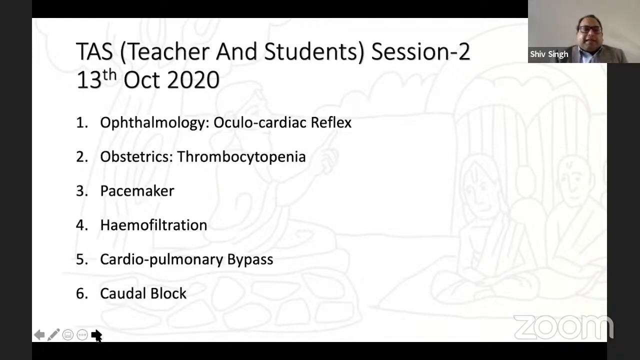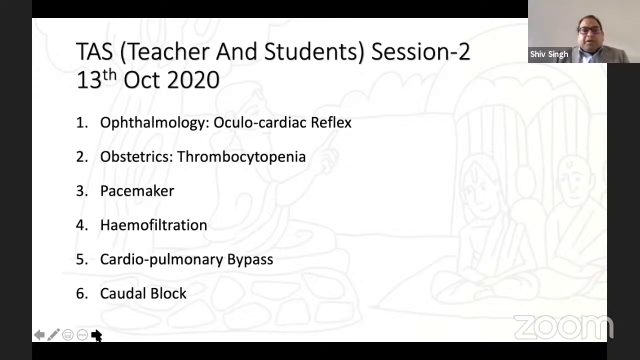So coming to today's lecture, we have 6 lectures today. The first one is on ophthalmology, that's about oculocardiac reflex. Second one is in obstetrics, thrombocytopenia. Third one is cardiac, on pacemakers. Fourth one is on hemofiltration, so intensive care. And then we have one on cardiopulmonary bypass, that's again cardiac. And we have the basic anatomy of a caudal block.